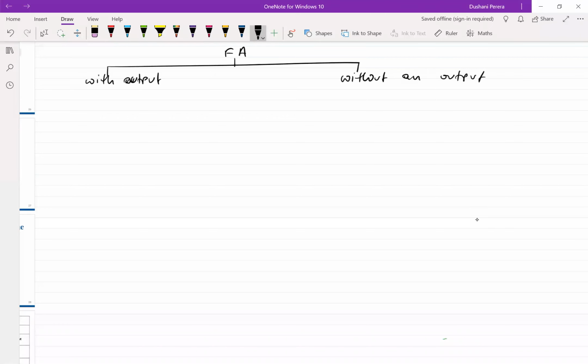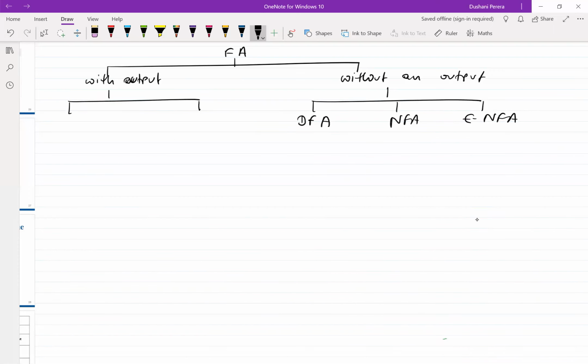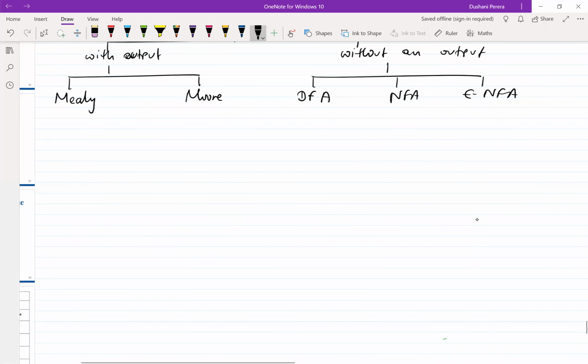Okay, so the ones that we spoke of all these weeks were the ones that come under FAs with no output: DFA, NFA, and the other one. Now we are going to talk about finite state machines which do produce an output, which are the Mealy machine and the Moore machine. Once we do that, the finite state machine discussion is over. So now we are going to focus on these two.